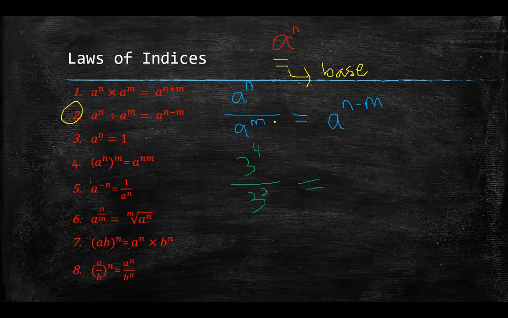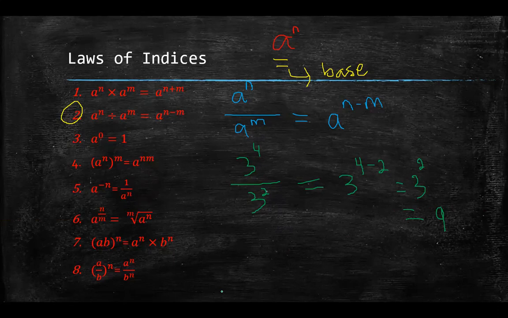What does the rule say? When dividing them, I must subtract the indices. So what does that mean for me? This would become 3. You put back the 3 because that's the base. And then you say 4 minus 2, which is equal to 3 to the power of 2. But we don't just leave it like that because we know that 3 to the power of 2 is 9. You good with that? Okay, you coming up? Yes, miss.